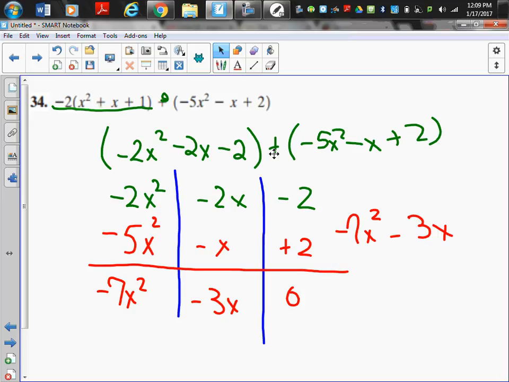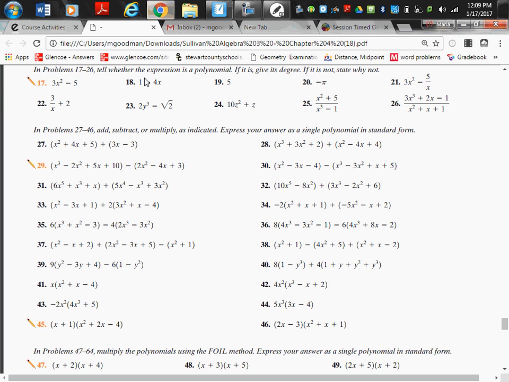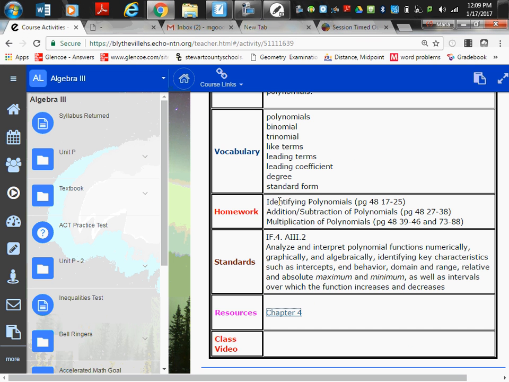Any other questions on the addition and subtraction part? Maybe number 40. Hold on. All right. So you should have both of those finished by the end of the day today. So as long as you didn't do multiplication, you've not started that, you're fine.